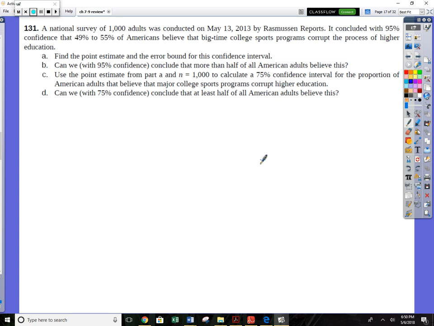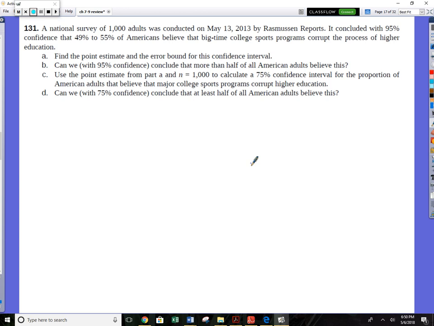Okay, last one. A national survey of 1,000 adults was conducted. It concluded with 95% confidence that 49 to 55% of Americans believe that big-time college sports programs corrupt the process. Okay, this is an awesome problem. So the point estimate, who knows? We haven't really talked much about a point estimate. I mean, we kind of have an error bound for this confidence interval.